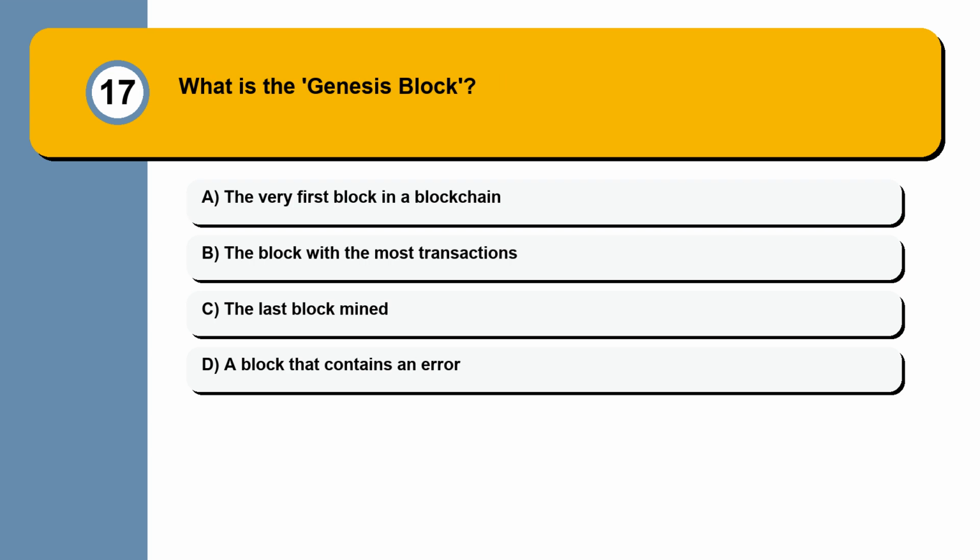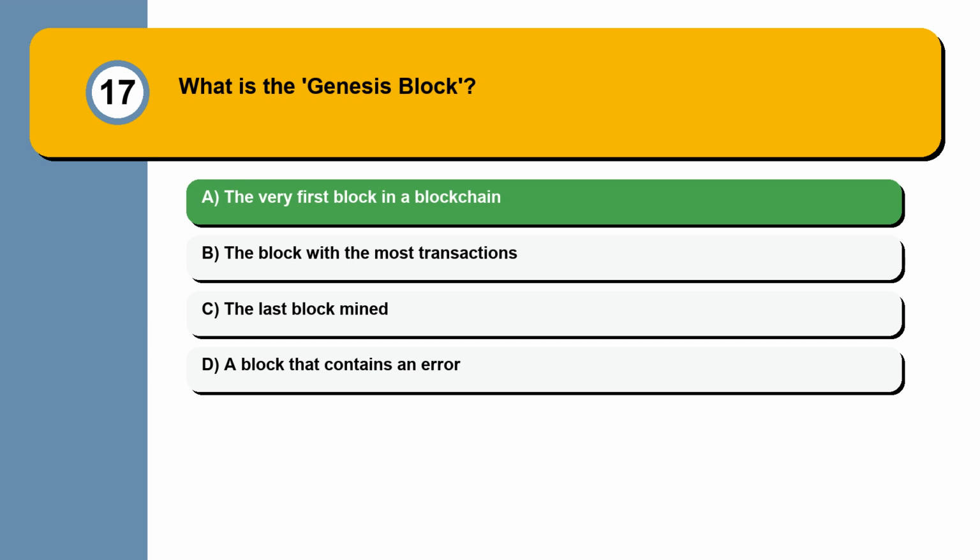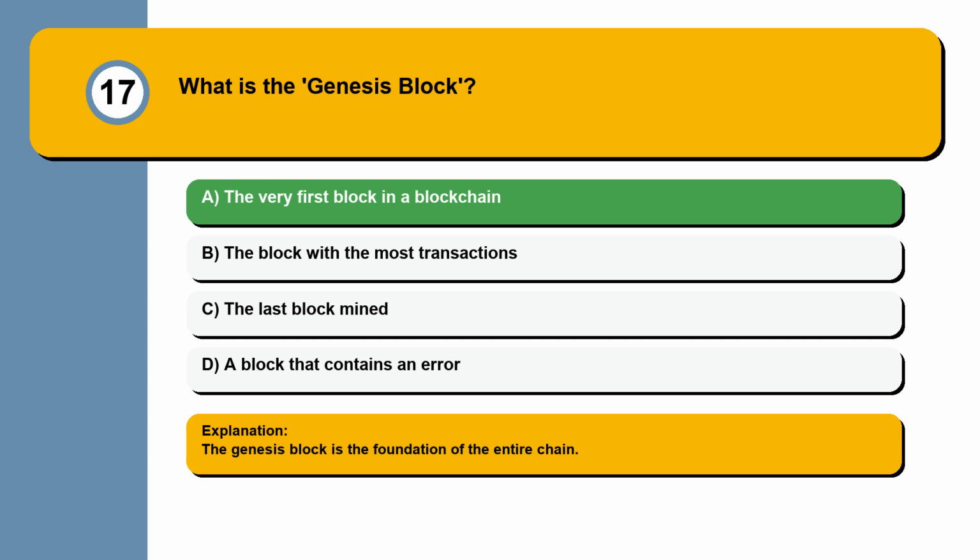Question 17. What is the Genesis block? The very first block in a blockchain. The block with the most transactions. The last block mined. A block that contains an error. The Genesis block is the foundation of the entire chain.